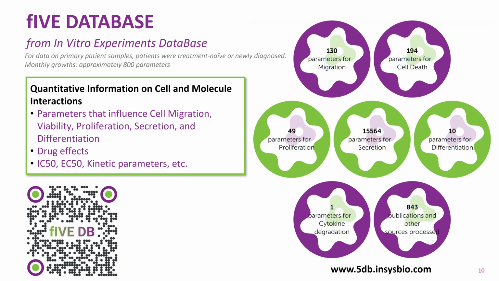The in vitro experiments database is built around quantitative cell behavior. What concentration of drug X causes cell death? What's the proliferation rate under cytokine stimulation? What's the IC50 in a specific cell line? We have parameters for migration, cell death, proliferation, differentiation, with the majority for secretion, calculated from more than 800 publications. This is where you go when you're parameterizing an ODE model. IC50s, EC50s, kinetic constants, values from controlled in vitro experiments on model cell lines or samples from the patients. We are delivering around 800 new parameters per month.